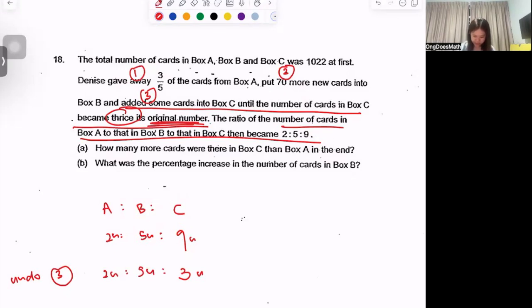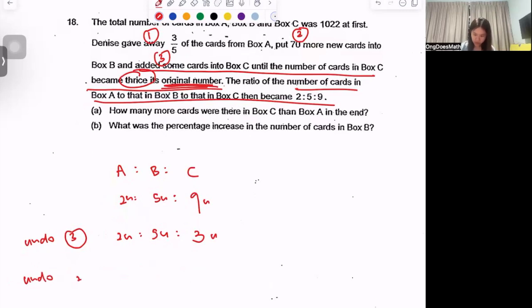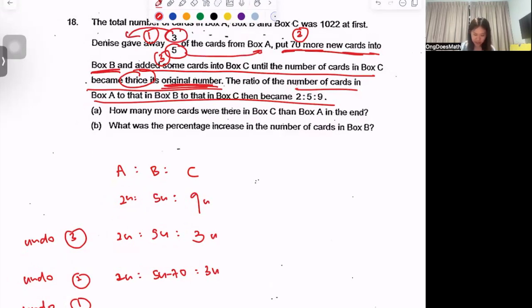So now we try to undo step 2. So since you put 70 more cards into box B, now box B will remove those cards. So box B will be 5 units minus 70. Now let's undo step 1. What did we do in step 1? Denise gave away 3/5 of what was in box A. So 5 belongs to box A, 3 units was what was given away. And it makes sense because whatever was left was 2 units.